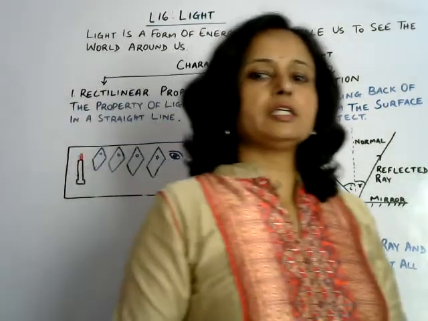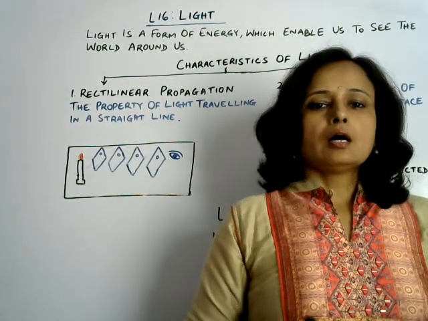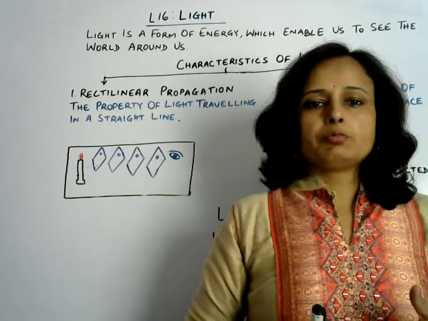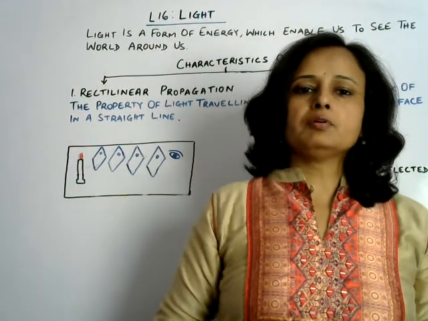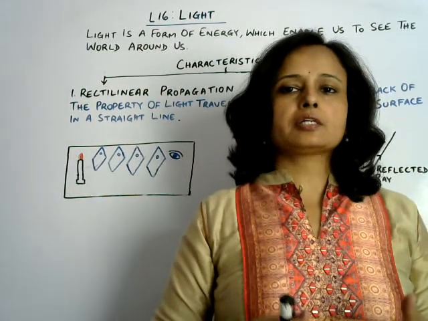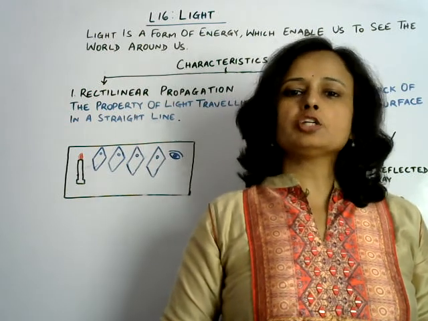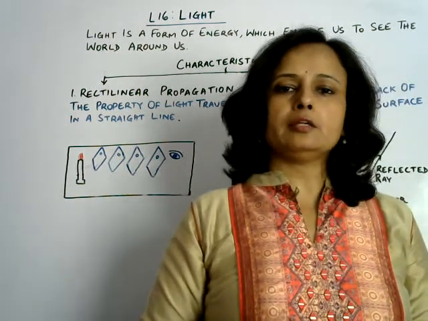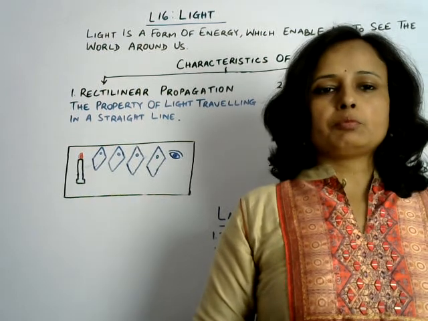So what is rectilinear propagation of light? Well, rectilinear propagation is the property of light which tells that light travels in a straight line. Light always travels in a straight line. That is rectilinear propagation of light.